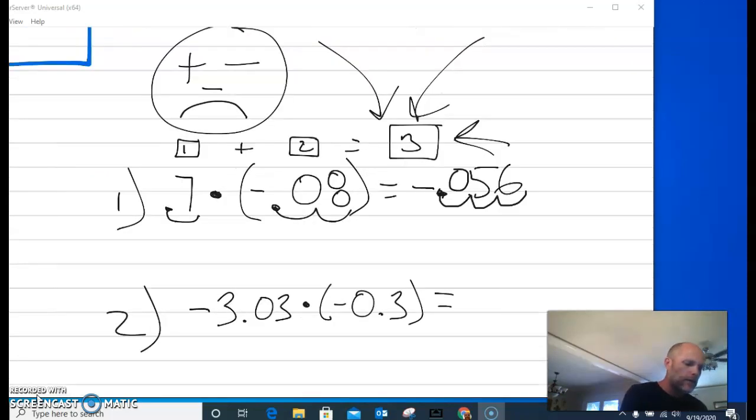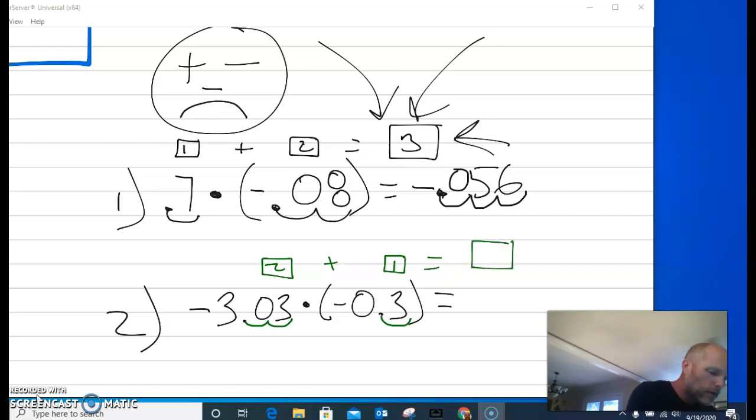Okay? All right, let's look at this one. We have negative 3 3/100 times negative 3/10. Okay? Check, see how many place values we have. 1, 2, sticky note, 1, sticky note. Combine those. At the very end, we have to feed our dog 3 times.